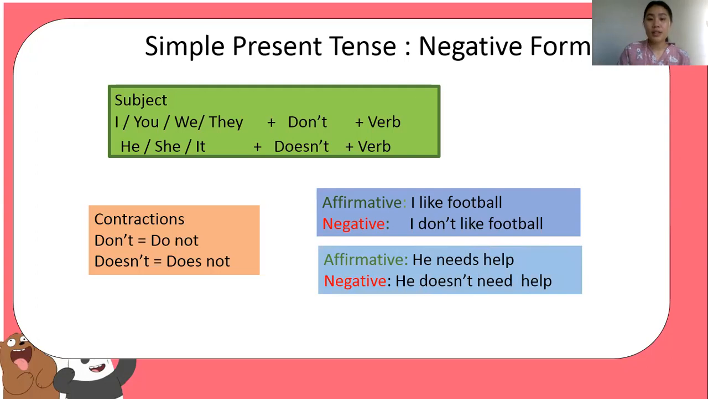Next, the example is an affirmative sentence: He needs help. You see that the verb "needs" here has an s at the end of the word. But when it comes to the negative or the questions, I don't put the s. So the correct negative is: He doesn't need help. Okay.